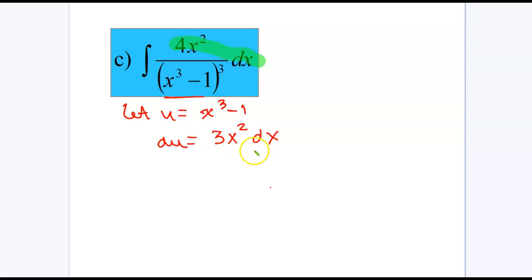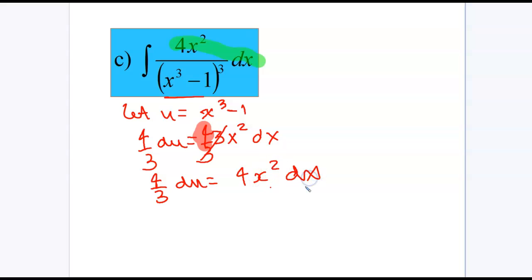So to make this a 4x squared dx, I'm going to multiply this side by 4/3. I'll do the same thing over here. So these 3's will cancel. So I'll get 4/3 du is going to be equal to 4x squared dx. So now I can make my substitution.